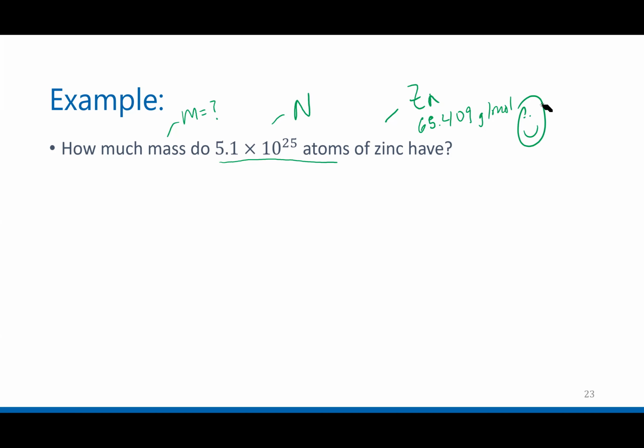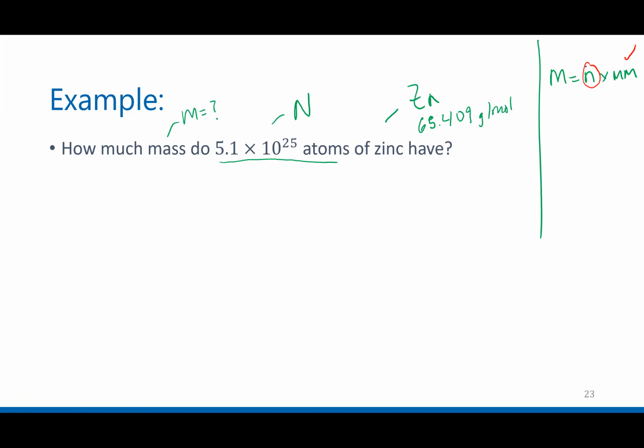Okay, so here's where the problem lies in this question. It's asking for mass, and I know that mass is moles times molar mass. Well, molar mass I have, but I do not have moles. So I'm at a problem here, right? I have molar mass, I'm looking for moles. So I got a problem.